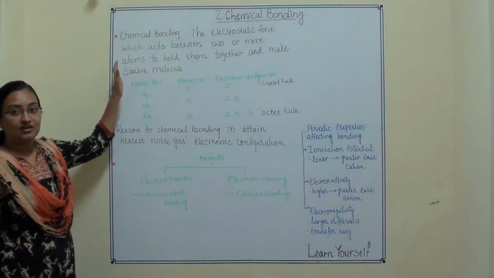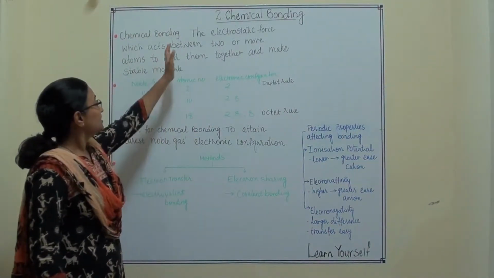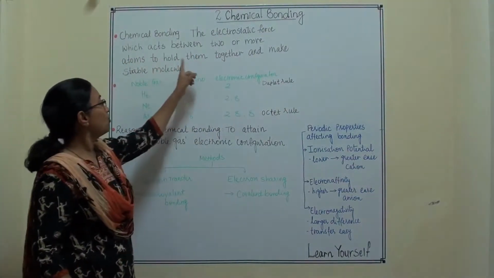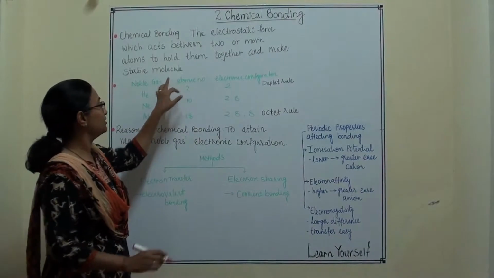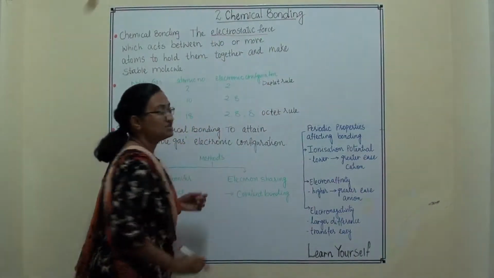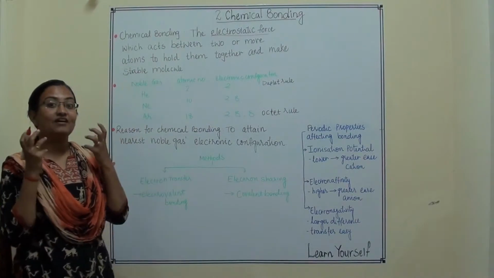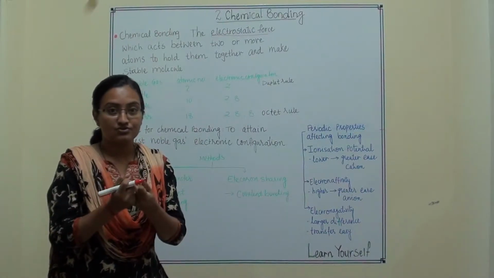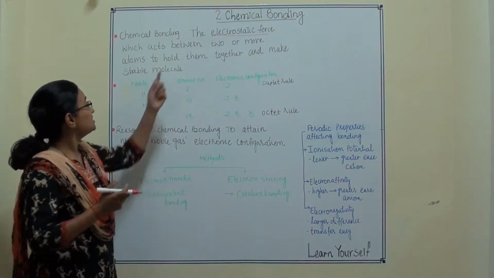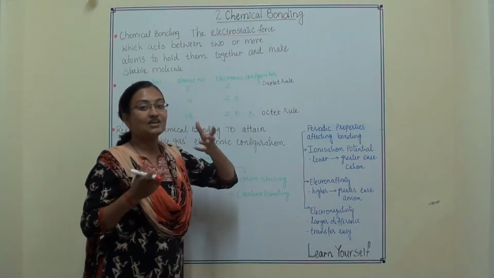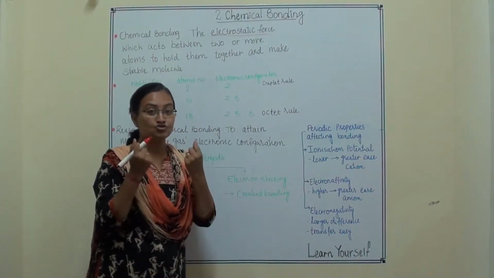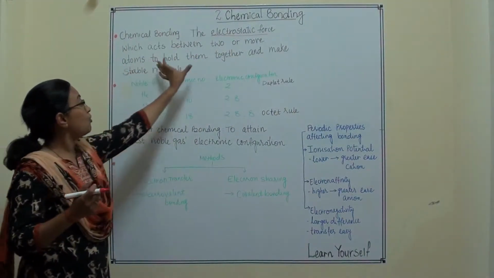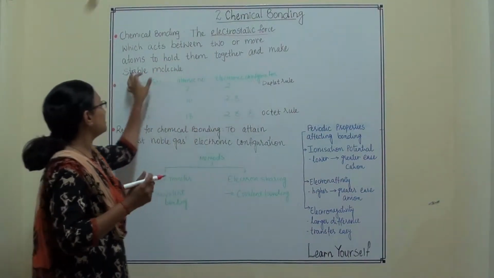First of all, chemical bonding. What is chemical bonding? The electrostatic force which acts between two or more atoms to hold them together and make a stable molecule. What is the meaning of electrostatic force? The acting force between two atoms, a combining force between two atoms, is known as electrostatic force. You can say it is a kind of force of attraction which holds two atoms together, which acts between two or more atoms to hold them together and make a stable molecule.